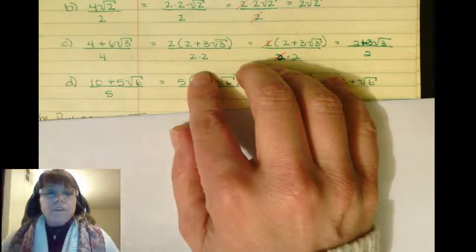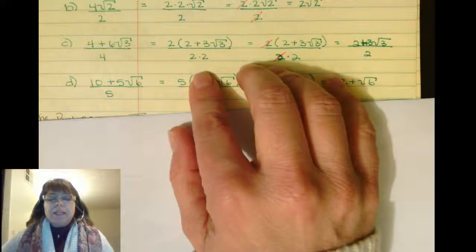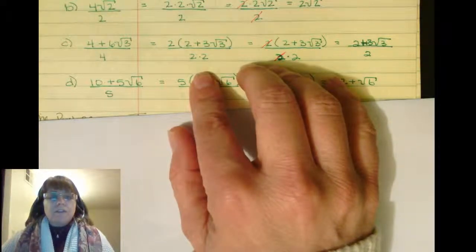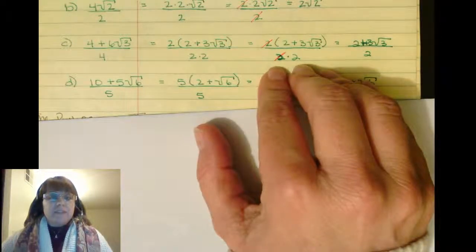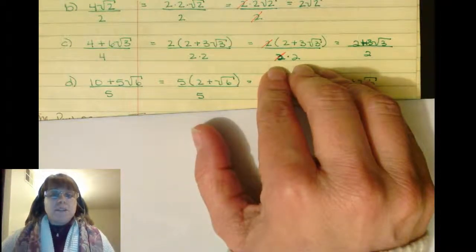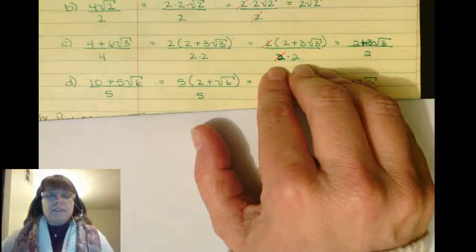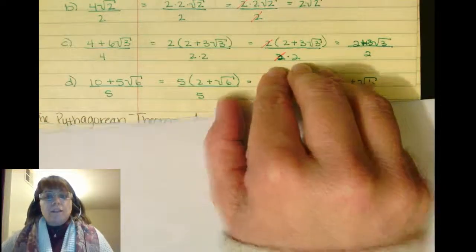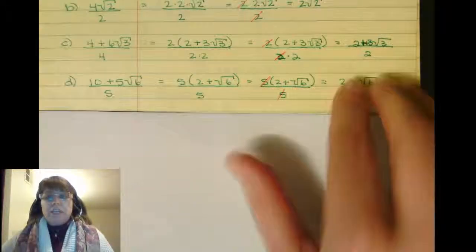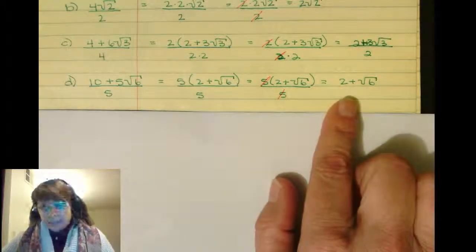Let's try one more for good measure. 10 plus 5 square root 6 all over 5. Greatest common factor is I can factor out a 5, leaving me 5 times the quantity 2 plus square root 6 all over 5. 5 over 5 is just 1, so I can reduce, giving me 2 plus square root of 6.